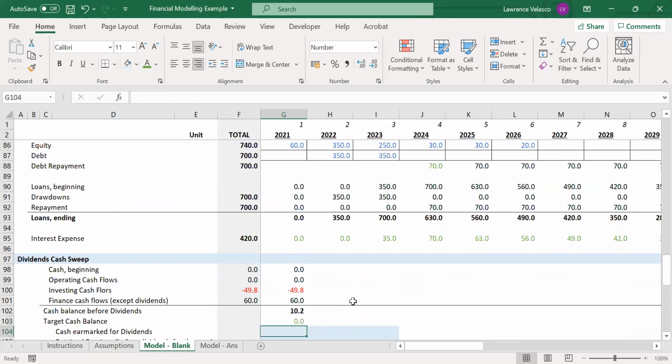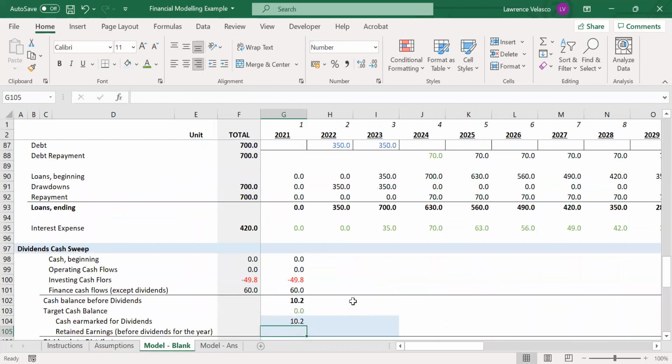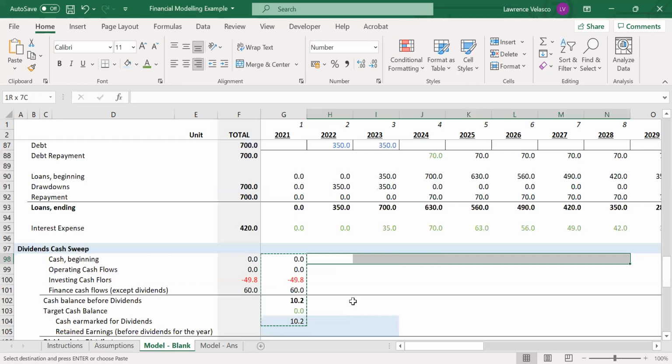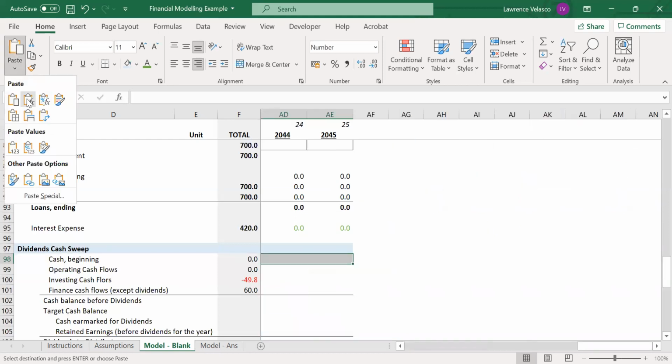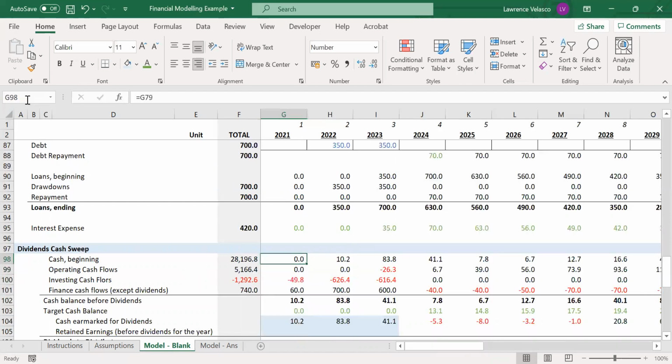Okay? So from there, cash balance before dividends minus target cash balance, ibig sabihin ito yung excess cash na pwede sanang i-declare as dividends. So we can copy it until 2025. Okay? So there.